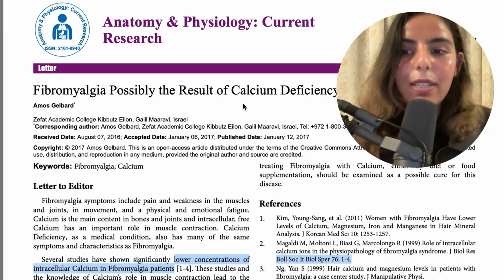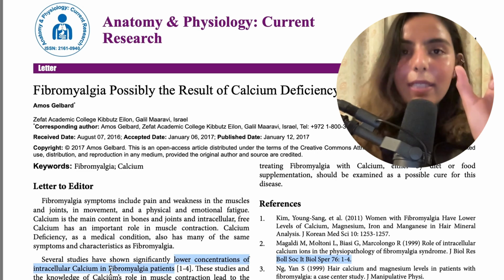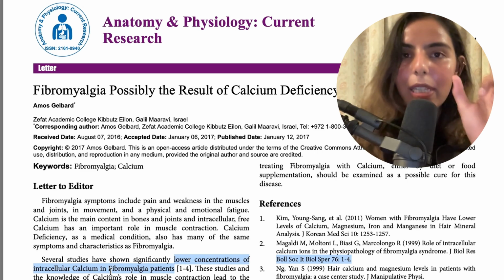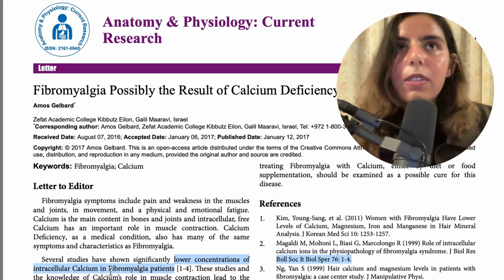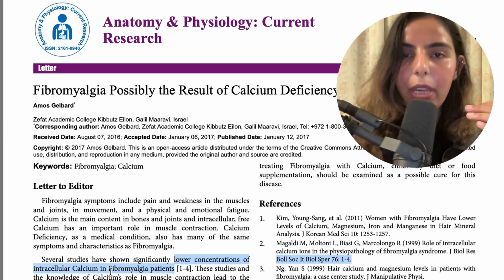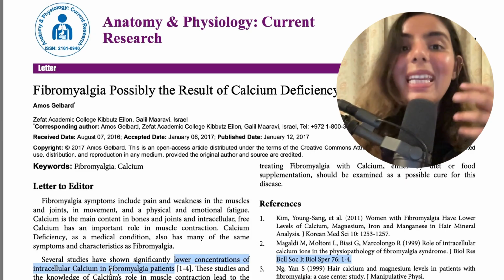Coming back to this fascinating study, it really shows us lower concentrations of intracellular calcium in fibromyalgia patients. Again, I want to highlight the importance of calcium mobilization. Okay, we want calcium, but calcium needs to move, and calcium needs cofactors.